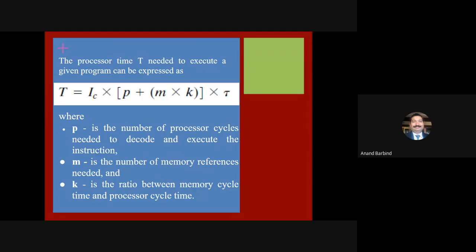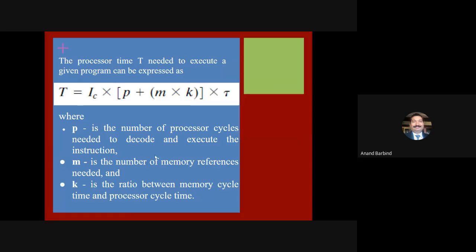That is equivalent to your CPI. Then m is the number of memory references needed. How many memory references are required? In instruction execution, the instruction will be executed internally, which involves read, decode and execution. The instruction needs to be fetched, so for fetching the instruction from the memory, how many memory references are needed.